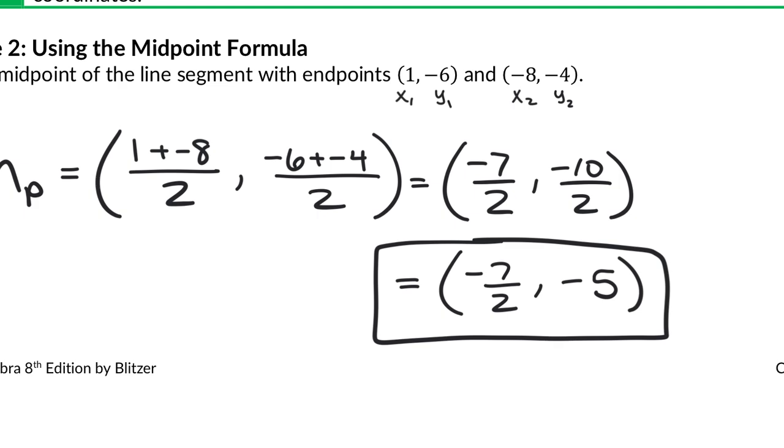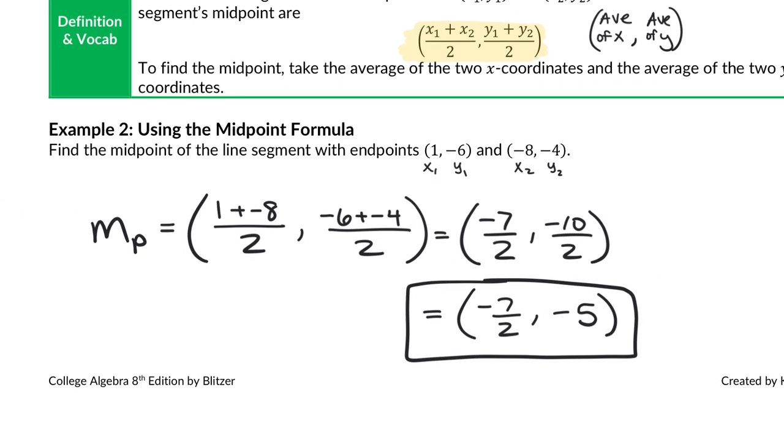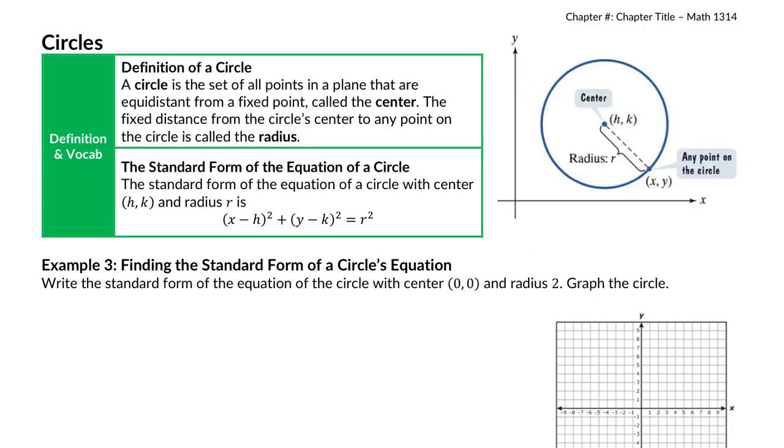Okay, how do we feel about midpoint? Is that pretty easy? Average of the x's, average of the y's. Awesome. So the reason that we wanted to review distance and midpoint is because the main focus today is on circles. And you can actually graph circles on a coordinate system as long as you understand the concepts of distance and midpoint. A circle, by definition, is the set of all points in a plane that are equidistant from a fixed point, so same distance, called the center. The fixed distance from the circle center to any point on the circle is called the radius.